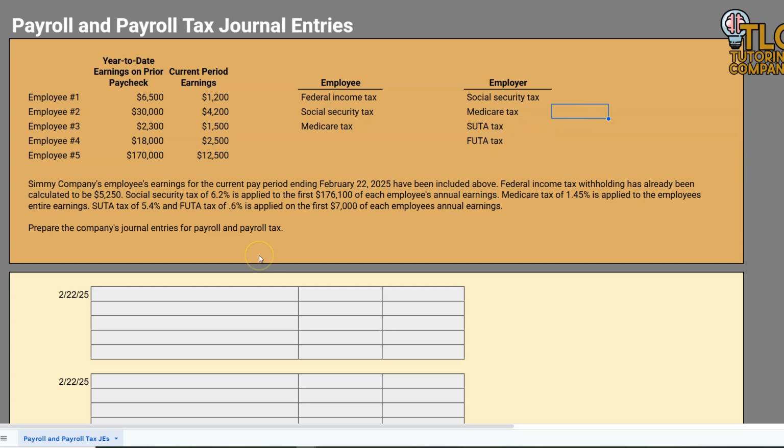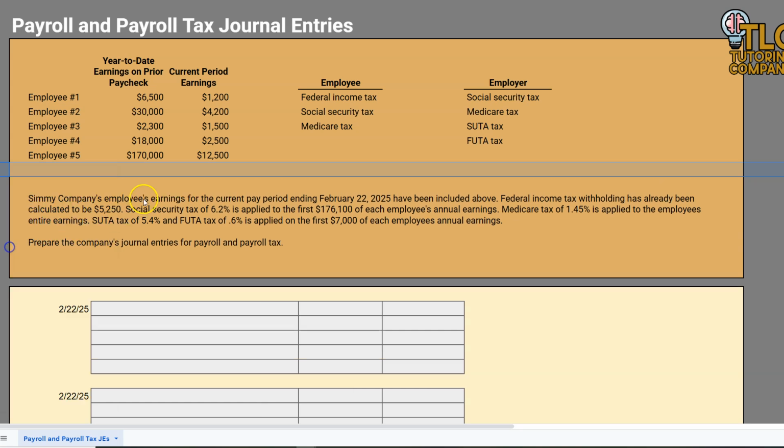So when we're preparing our overall payroll entry, our main focus is going to be on the taxes that are going to be taken out of the employee's paycheck, because this is our payroll. So we need to know how much in taxes we have to take out of our employee's check. So if we go ahead, let me insert a line here so we have a little bit more space.